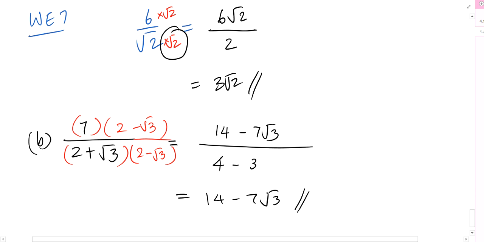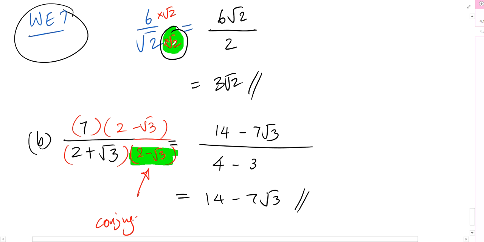Rationalizing the denominator. So, in work example 7, I gave you 2 examples. The first one was simple. I just multiply by square root 2. The next one, I have to multiply by a, what is this called again? Conjugate surd. So you do the same for the numerator in order for them to be the same.